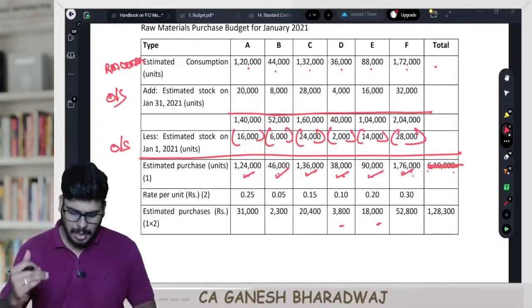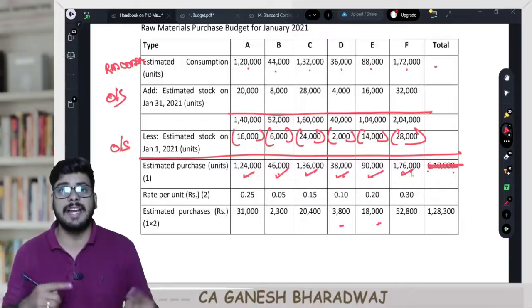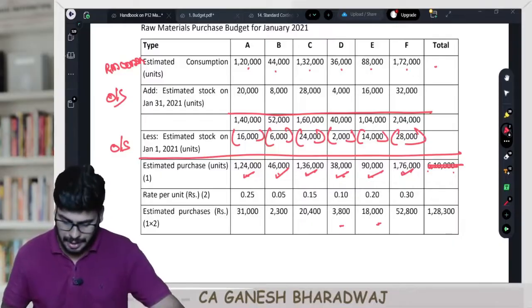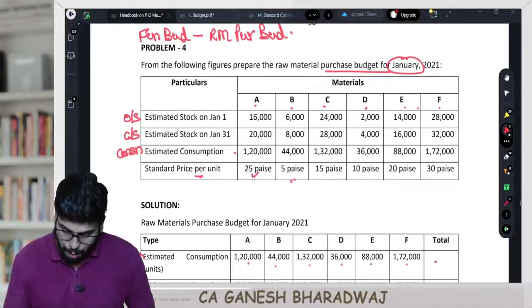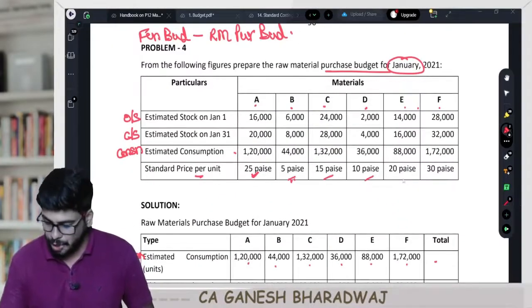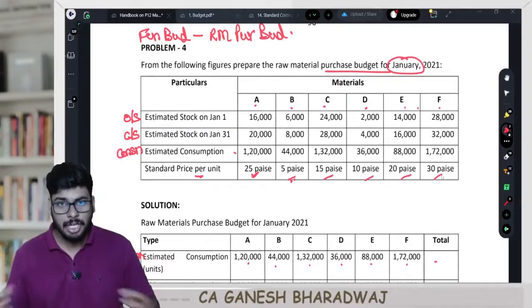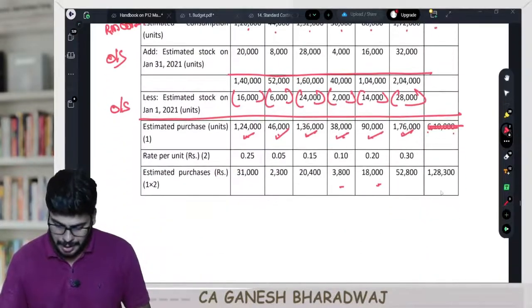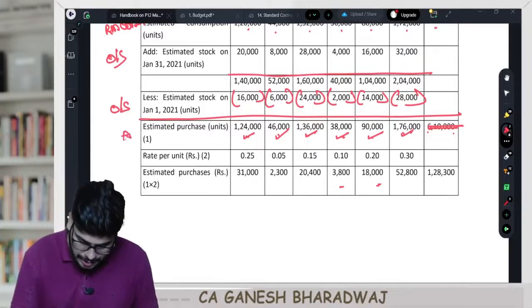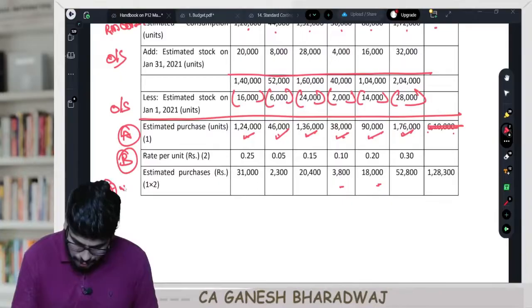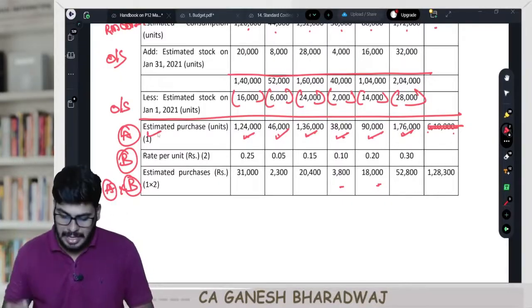Now, multiply this with the rate per unit, right? So how much is the rate per unit? It's given in the question as 0.25, 0.05, 0.15, 0.10, 0.20 and 0.30. The rate per unit of raw material has been given here, right? So now what we need to do is, let's say this is A, this is B. So you just need to multiply the two. The number of units to be purchased multiplied with the rate per unit.